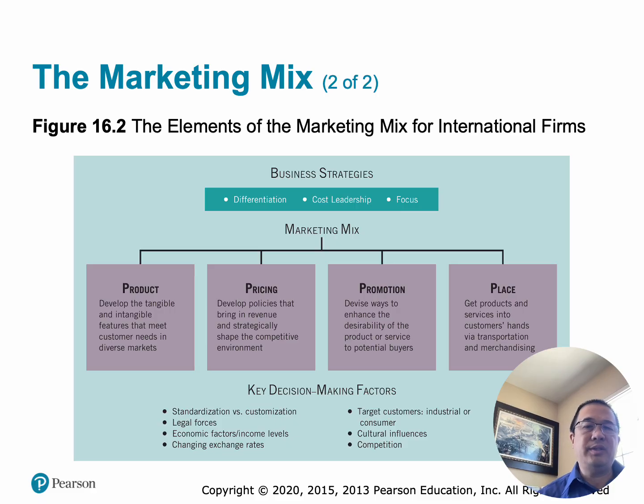On the product, the question is, what are we selling? This includes the features, quality, design, packaging, and branding. As an example, a snack company may offer different flavors in Mexico, different package sizes in Japan, different ingredients in Europe. The goal is to meet customer needs in each market.